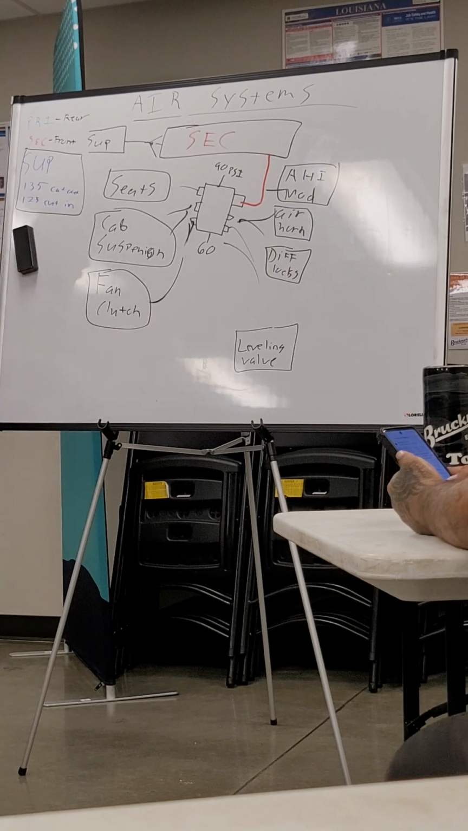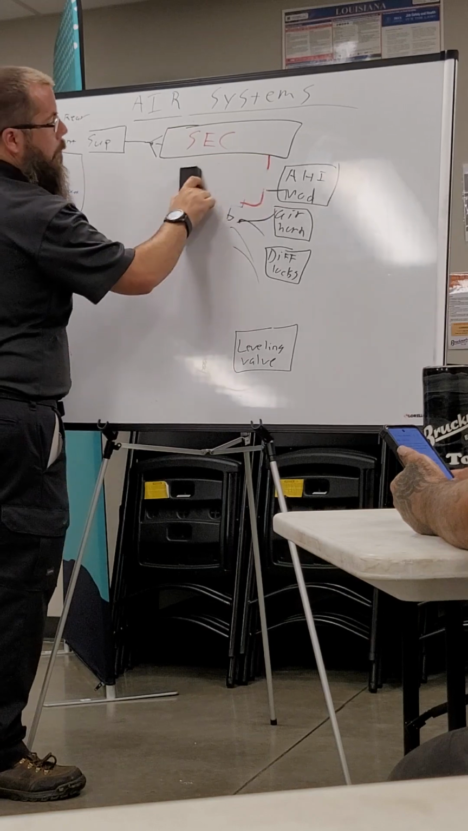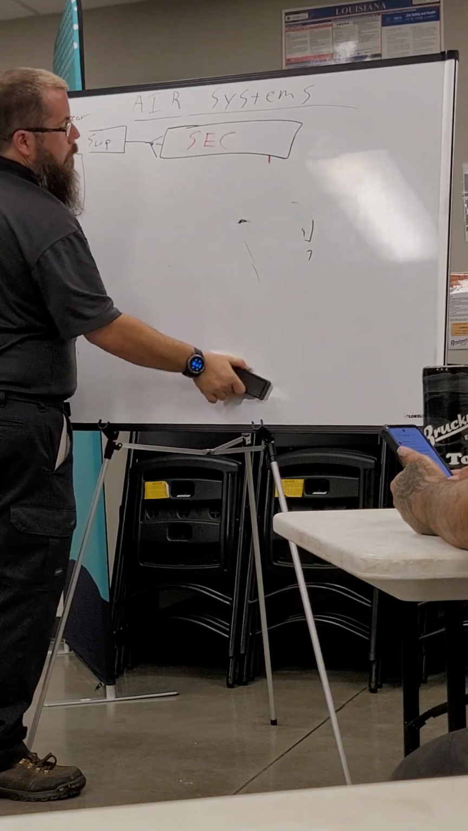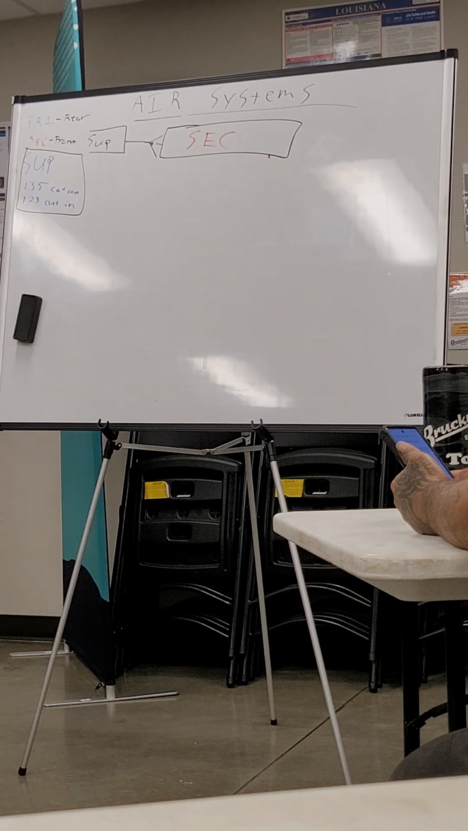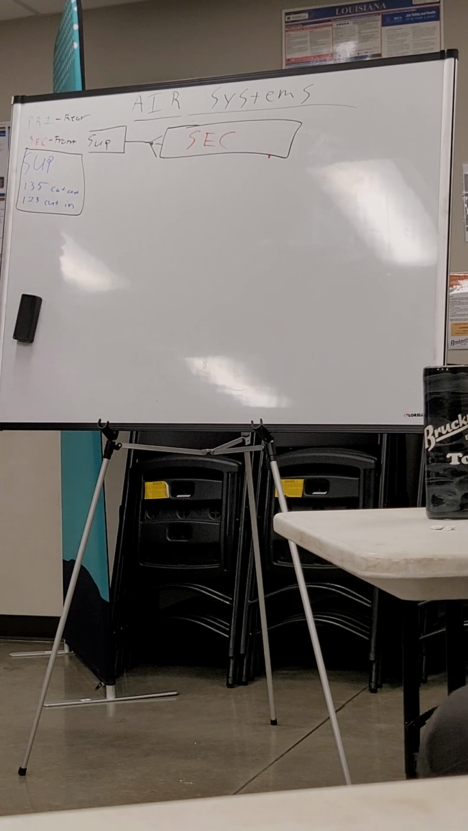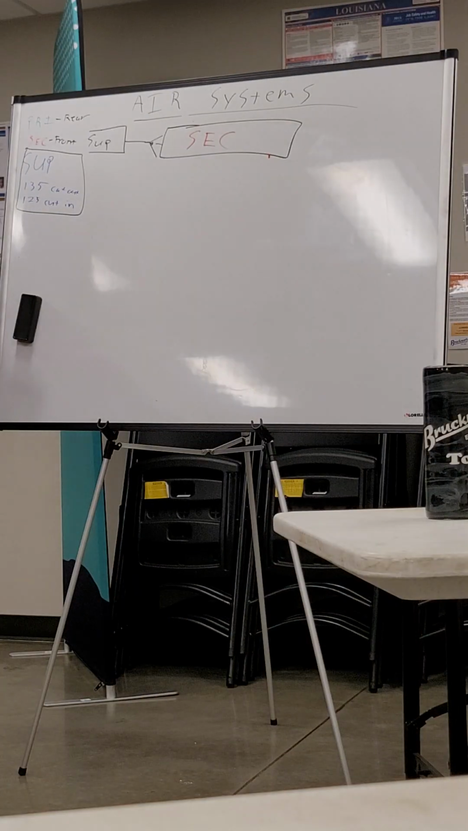One more thing we need to talk about while we're here. What about our transmission? How does our transmission get its air? Through the transmission air tank. Where does the transmission air tank get its air? From the secondary air tank. You're starting to see a pattern, aren't you? Mm-hmm. Everything is off the secondary air tank.